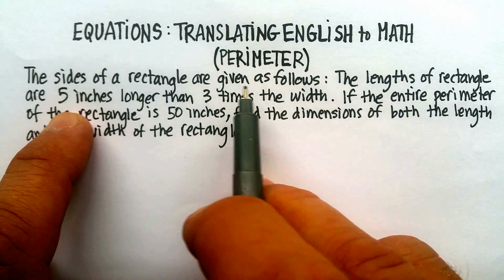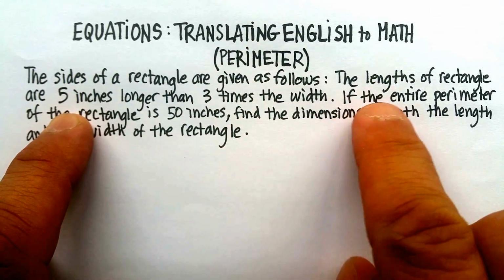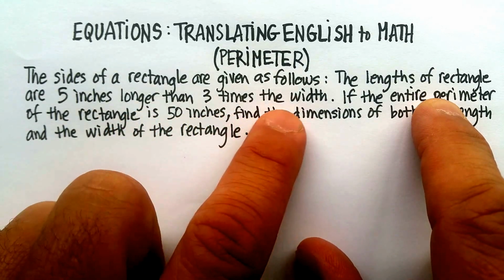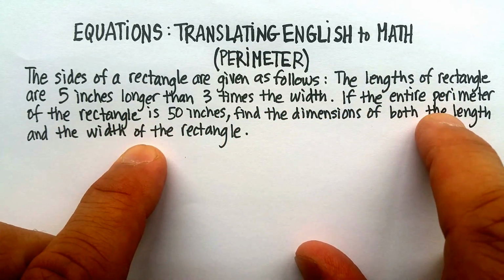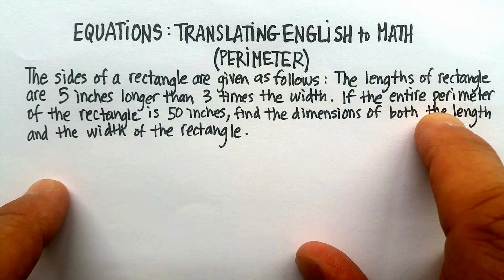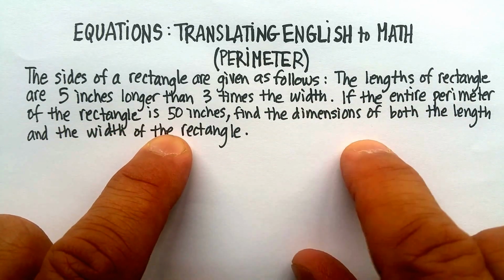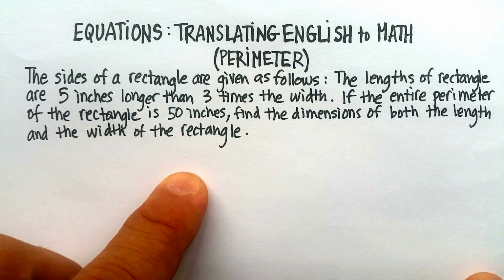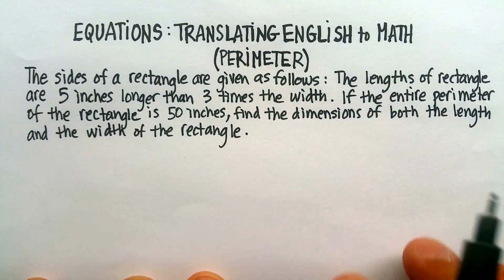So it says the sides of a rectangle are given as follows. The length of the rectangle is 5 inches longer than 3 times the width. If the entire perimeter, all the distance around, is 50 inches, find the dimensions of both the length and the width of the rectangle. Okay, so let's break this down logically.